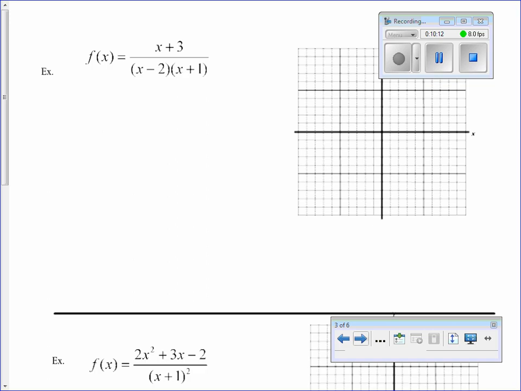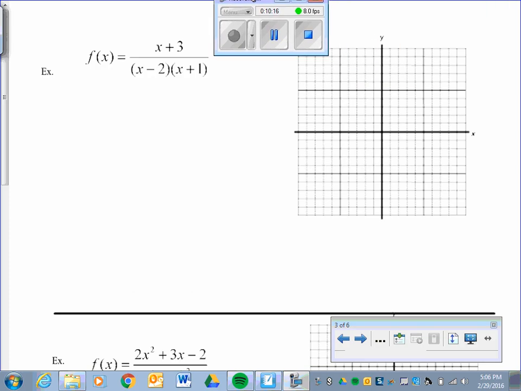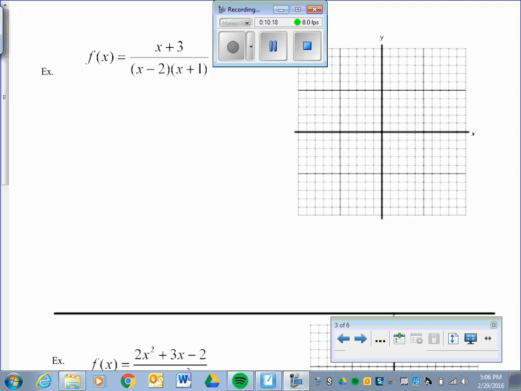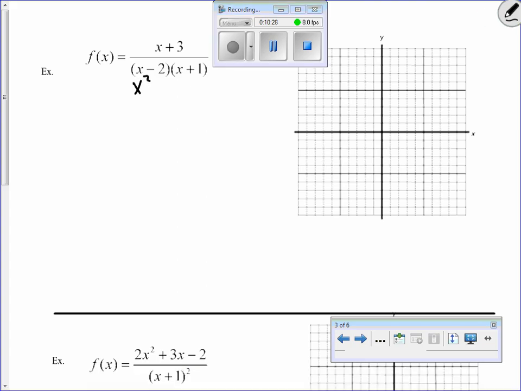All right, here's another example. If we do f of x is equal to x plus 3 over x minus 2 times x plus 1. Now, just for the sake of foiling this out, that denominator is x squared minus x minus 2. That might come in handy for us.